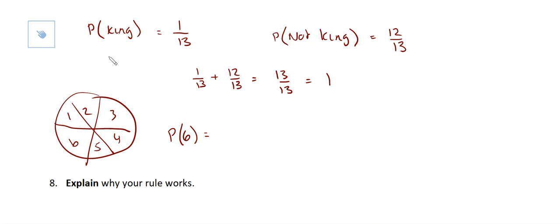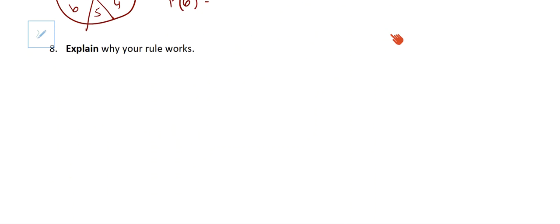Could be anything. Now, explain why your rule works. This is why people struggle. It works because if you consider all possible outcomes, one of them must happen. Therefore, the probability is always going to be 1. Yeah? Does that make sense? And that's it. Explain why your rule works.